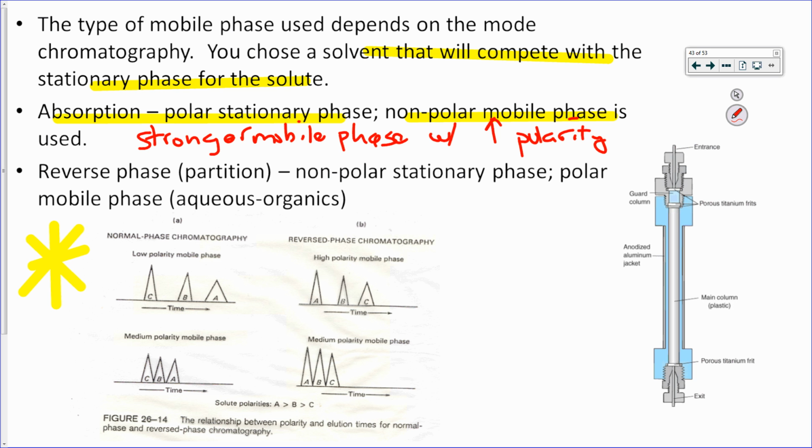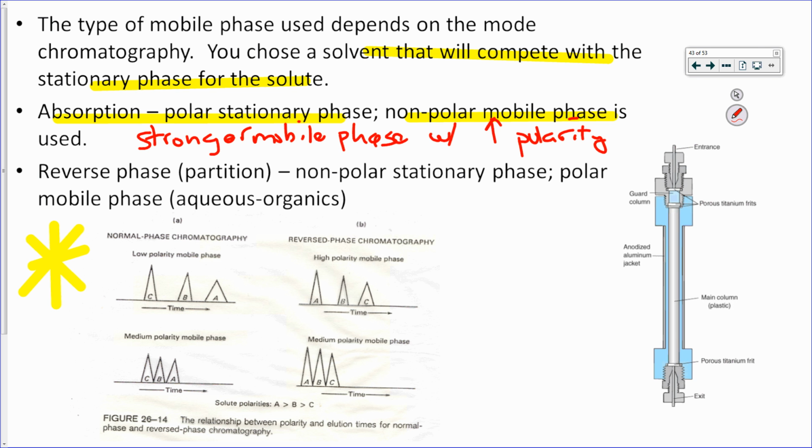So I start off with something like hexane, and if it's not strong enough to move my compounds down the column, I add something like ethyl acetate to it. Make it a little bit more polar. And if that's not strong enough, I add a little bit of maybe 1% methanol. Something with a little bit of polarity to it.